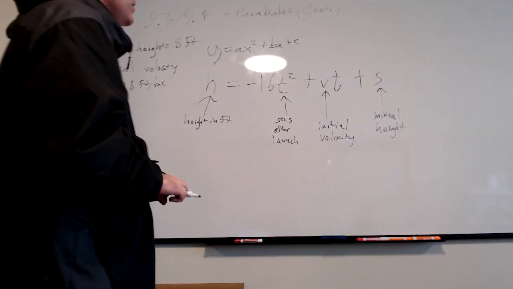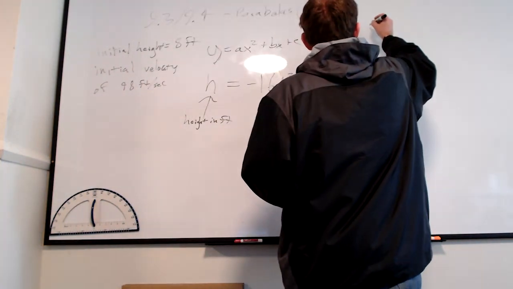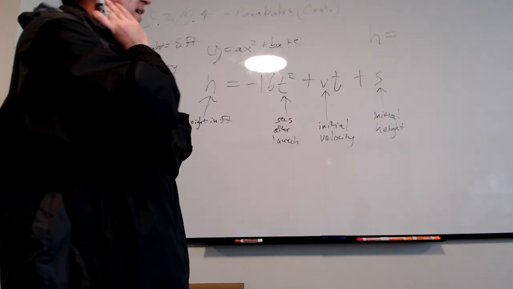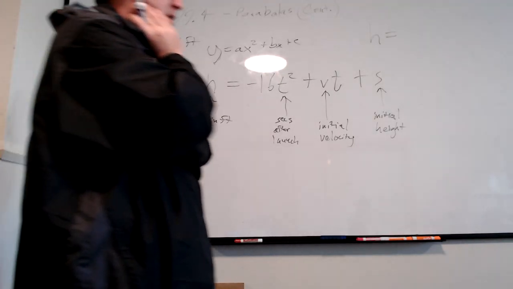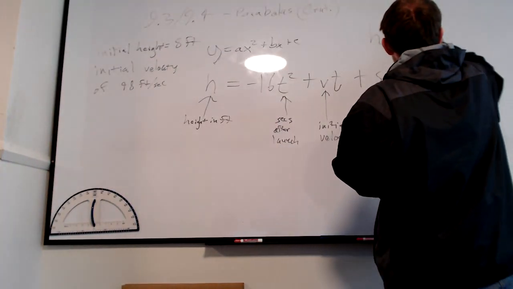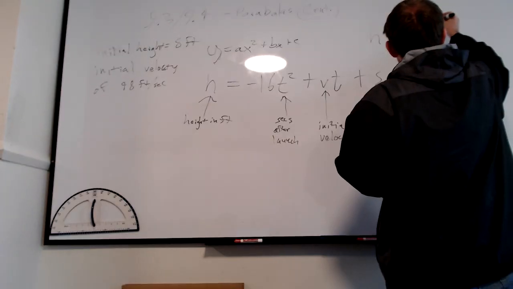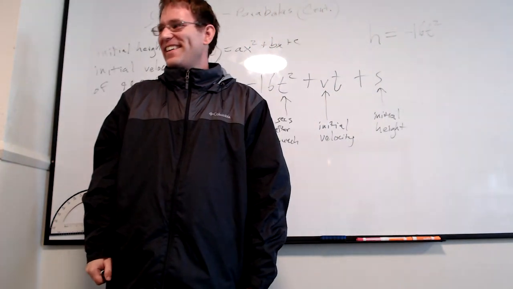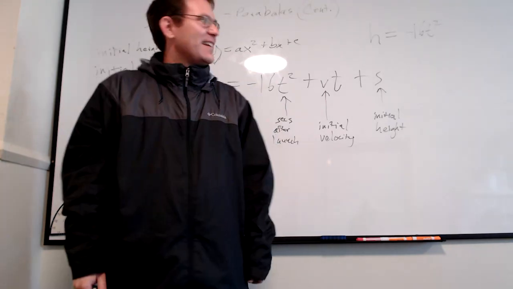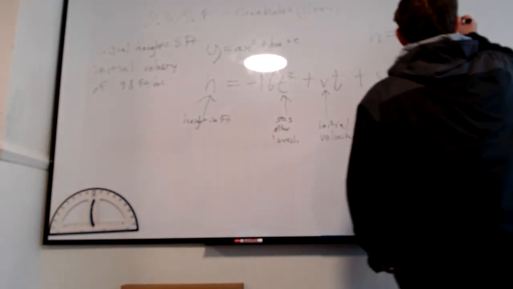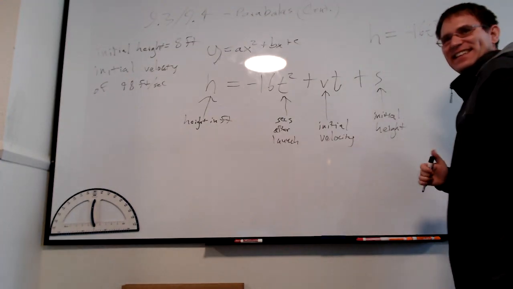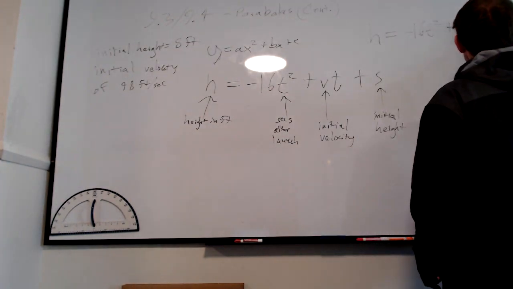So let's try to write the equation. So what would the equation look like? So we have height equals what? Negative 16t squared, plus 48t, plus 8. Yep, that's it.